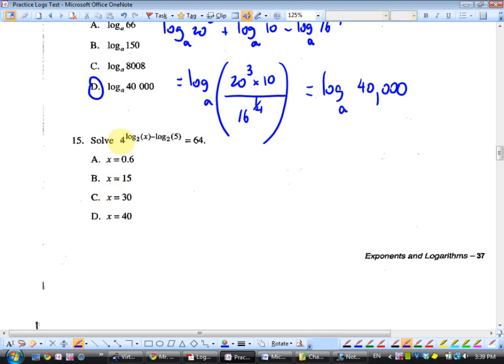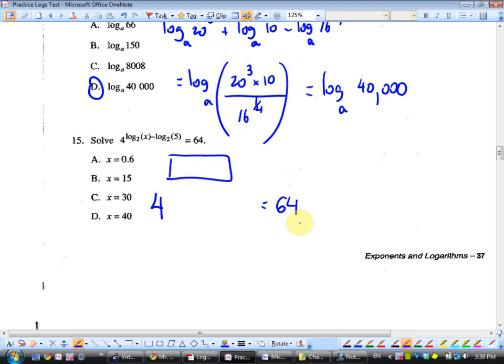Jordan, what's my base here? That's the log base. Look around, point, look up. What's my exponential base here? I got a question for you, Jordan. 4 to what power equals 64? Because that's what that equation's saying.